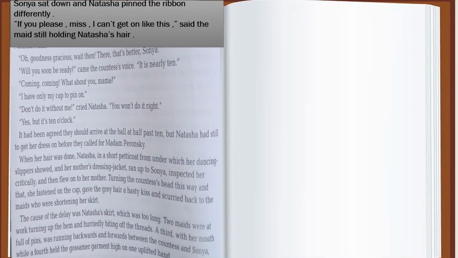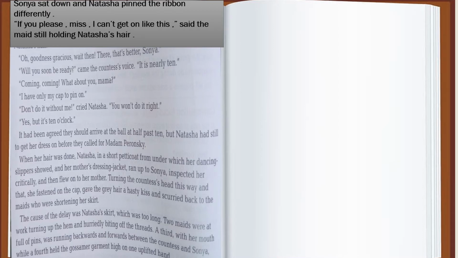In the next paragraph, we read about Natasha's quick movement from her mom to Sonia in order to make sure that they look their very best. And we read about the time that they agreed to arrive at the ball, which was, excellent, 10:30. Then we read about Natasha's skirt. What was wrong with Natasha's skirt? It was too long. And the four maids were busy helping Natasha turn up the hem.